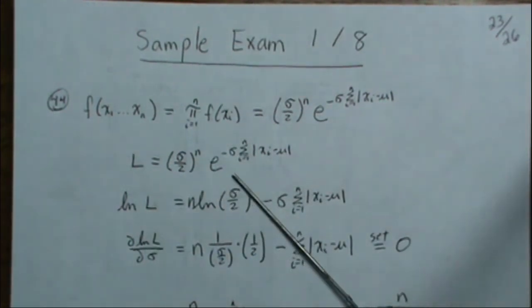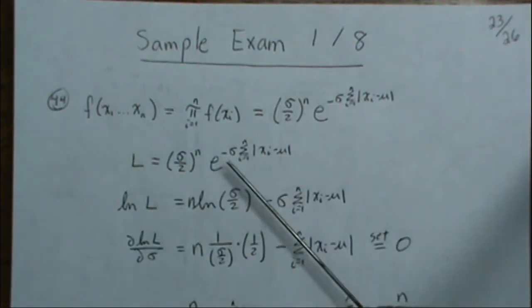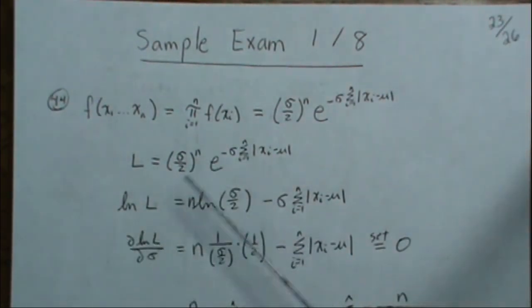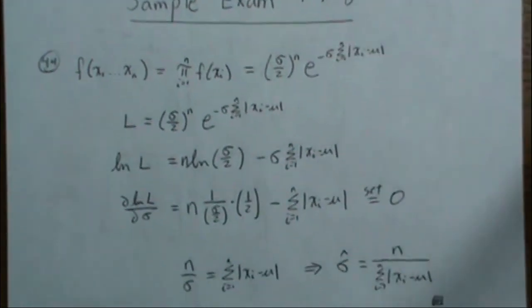This is a pretty complicated function to maximize, but if we take the log of both sides, since log is an increasing function, maximizing this is the same as maximizing the log of it. And the log simplifies this equation. So we take the derivative with respect to sigma of the log of the likelihood. We get this, set it equal to 0, and solve for sigma. So our estimate is n over the sum of the absolute value of the differences.